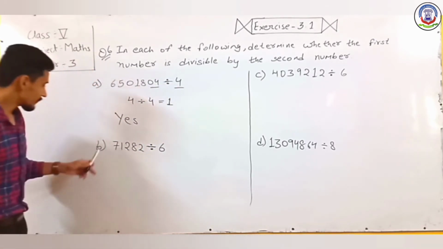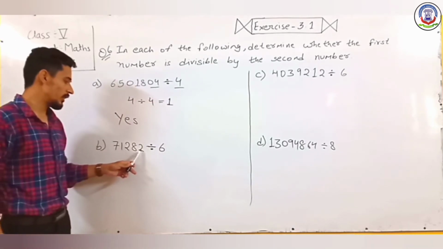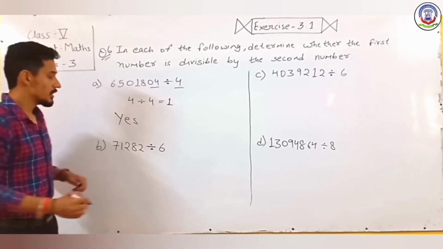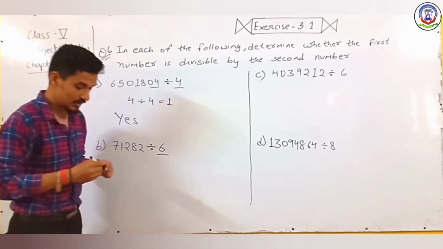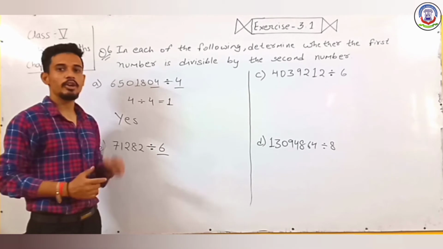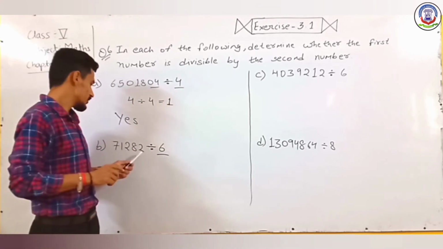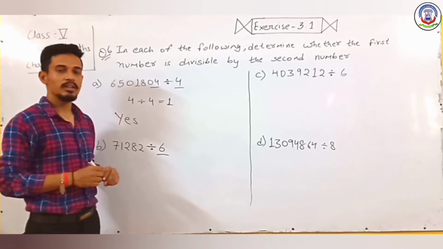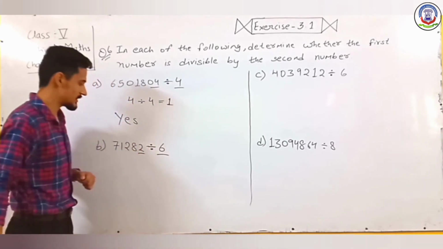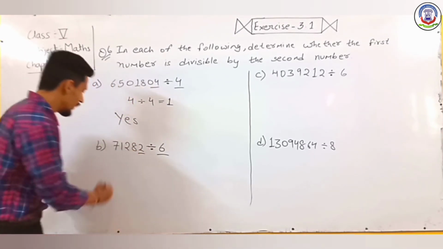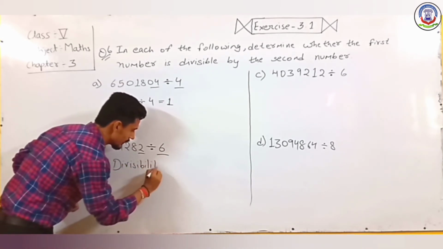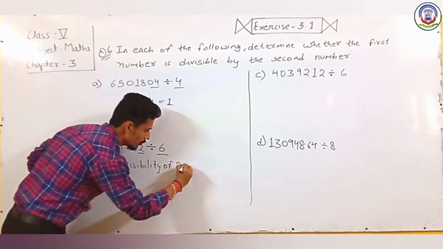Next we have 71,282 divided by 6. So here it is first number and it is second number. Now the divisibility rule of 6 means this number should be divisible by 2 and 3 both. So when we take the divisibility rule of 2, we have an even number at the last place, so that fulfills the divisibility of 2. Divisibility of 2, yes.